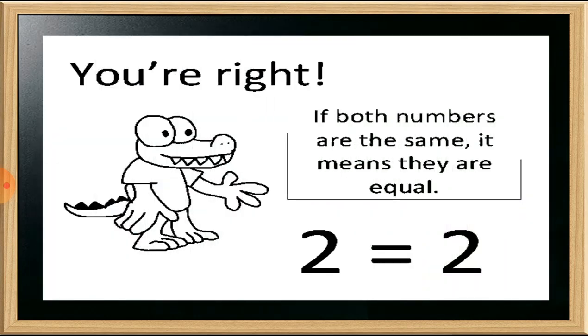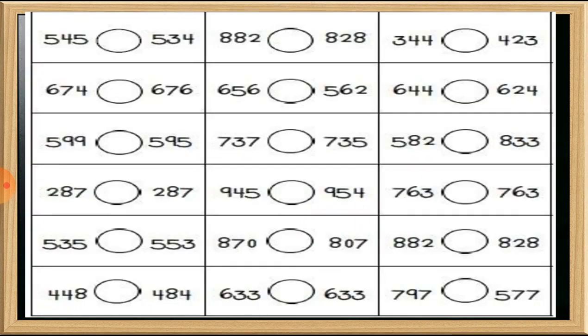Now if both numbers are the same, it means they are equal. So we have to put the equal to sign here. Okay students. So whenever you see that both the sides having the same number, you have to put this equal to sign. This sign you can see on the screen. Now students, I have some examples for you.